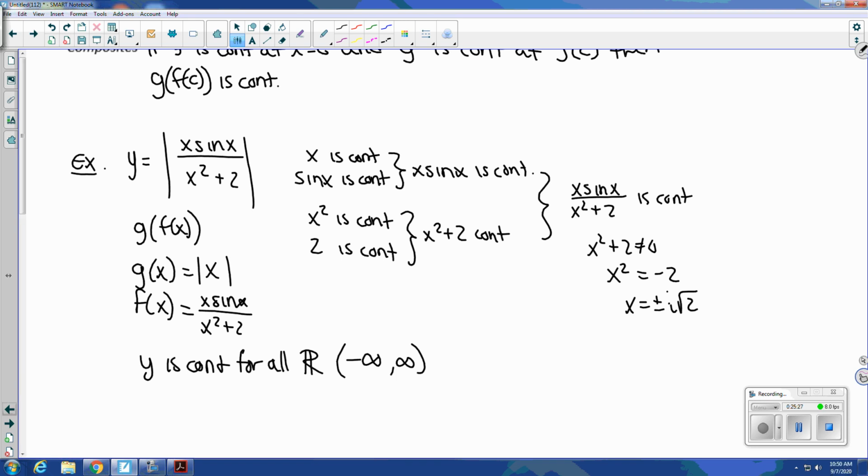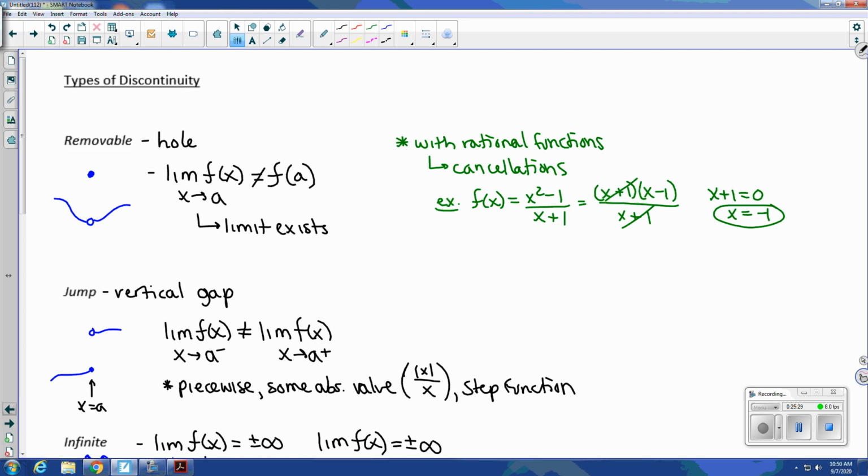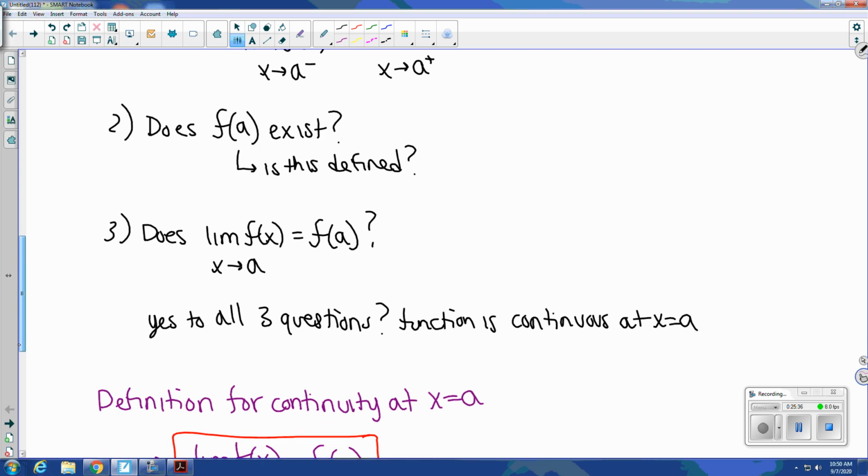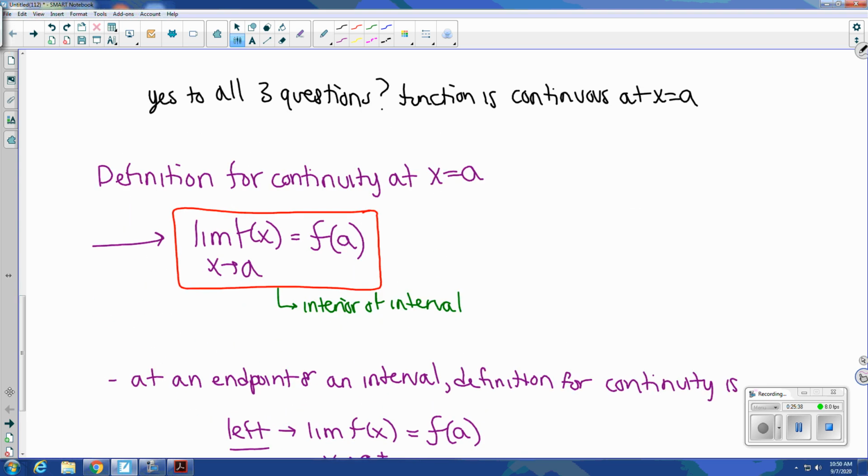Again, the most important thing from this video is know your limit definitions for discontinuities, how to identify them. But even more importantly, know the definition for continuity. The limit at a point needs to equal the output at that point. And we'll do plenty of examples to illustrate how to use that, but it's something that you have to know.